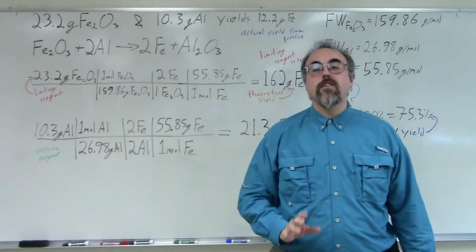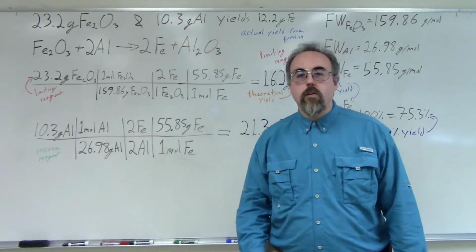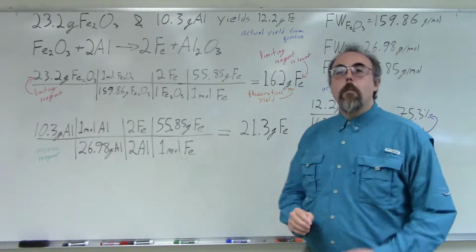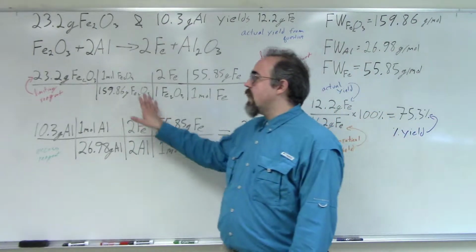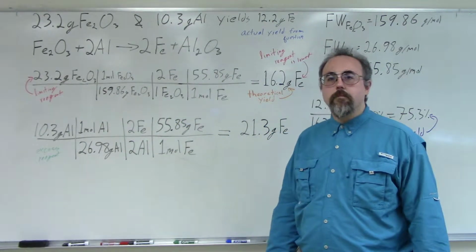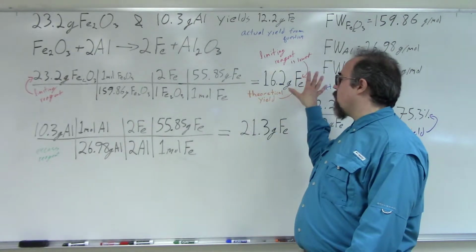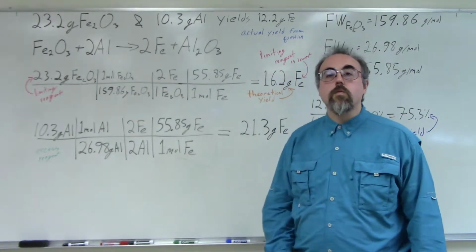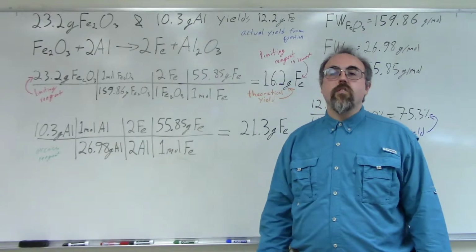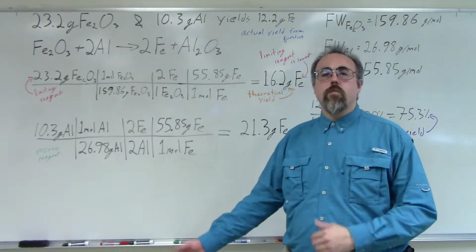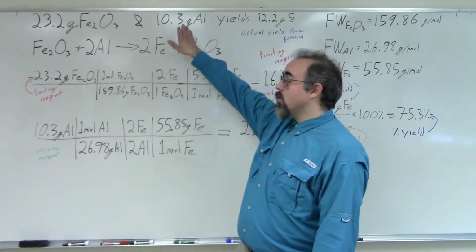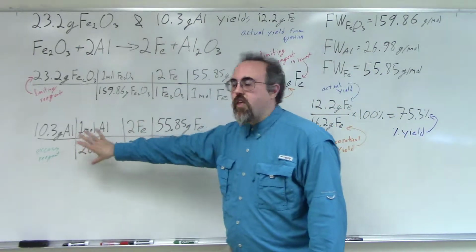Now, at this point, I don't actually know if this is my theoretical yield. Spoilers, it is, but I'm not for sure, because it could be that there could be leftover ferric oxide. In that case, this won't be my theoretical yield. My theoretical yield will be lower. So I need to do this entire equation all over again with my other reagent. In this case, my aluminum. So I'm going to do the exact same thing.